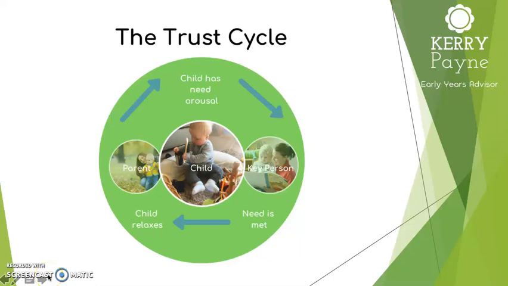So I'm now going to talk to you about the trust cycle, which can be applied to attachment theory. And this cycle demonstrates how children develop trust by having their different needs met. What a child is dependent on is that their needs will be met in a consistent way and in a concept known as good enough care. So the parent or the key person will meet needs in a consistent and reliable way for the child.